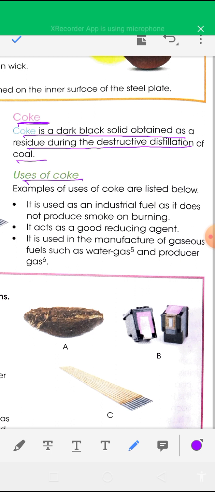Use of coke: it is used as an industrial fuel, as it does not produce smoke on burning. Coke acts as a good reducing agent. And it is used in the manufacture of gaseous fuels like water gas, producer gas.